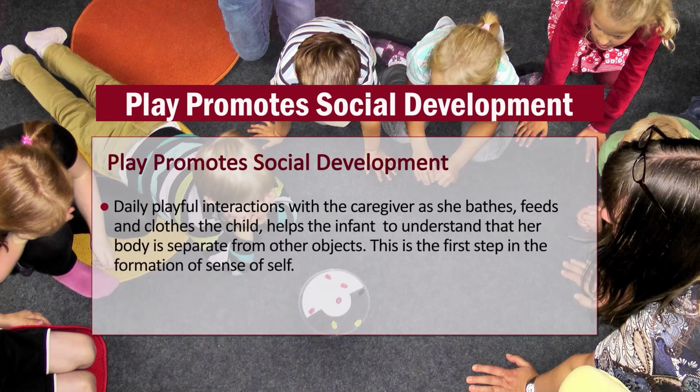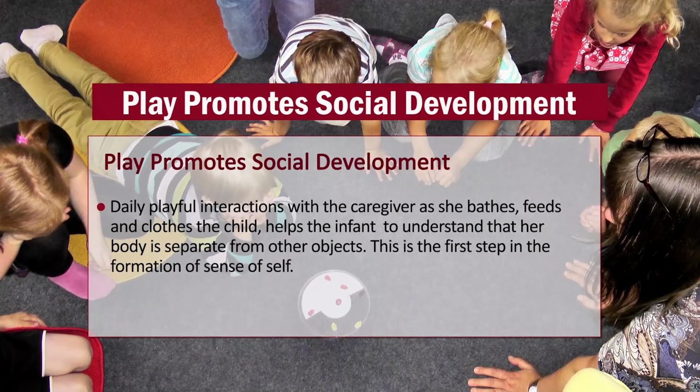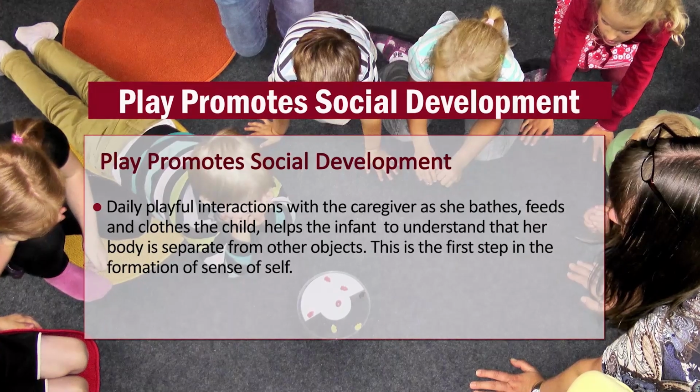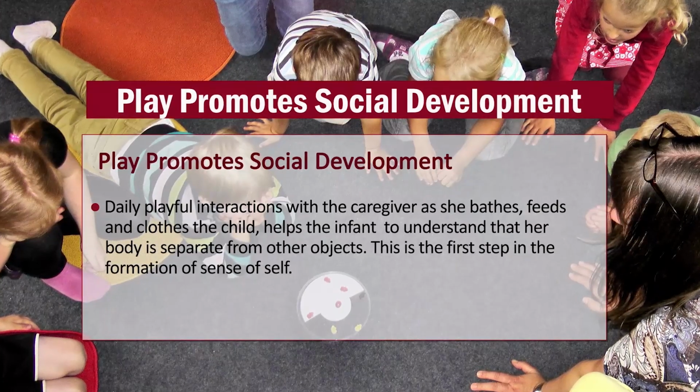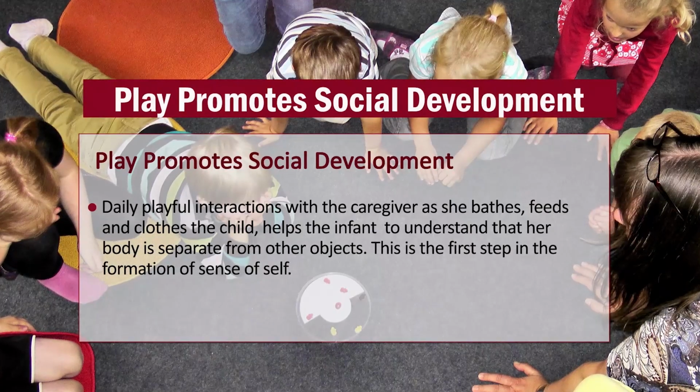The daily playful interactions with the caregiver which the child has at the time of bathing or feeding or wearing of the clothes, all of such interactions help the child to understand that her own body is separate from other objects. Now, being able to physically differentiate one's body from other people around you and from other objects in the environment, this is the first beginning of the development of sense of self. So, it is these playful interactions with the primary caregiver or anybody else who is looking after the child, which gives the child the idea gradually that I am a distinct, separate human being.